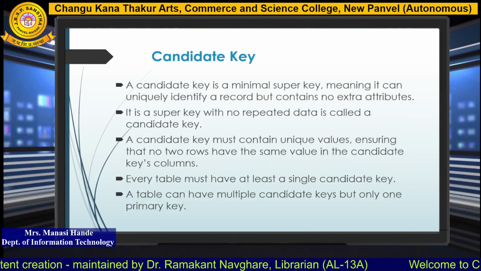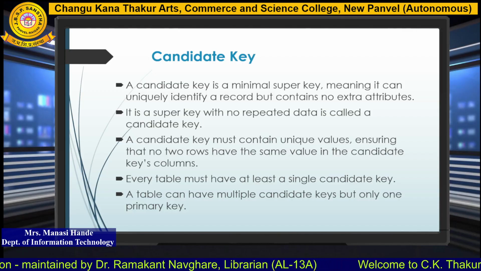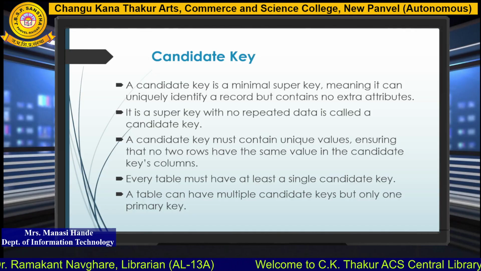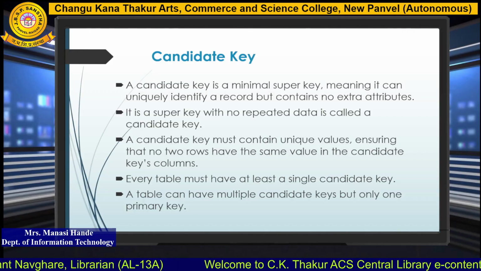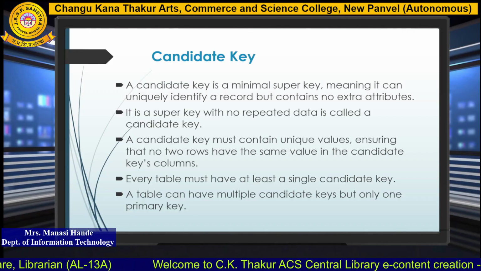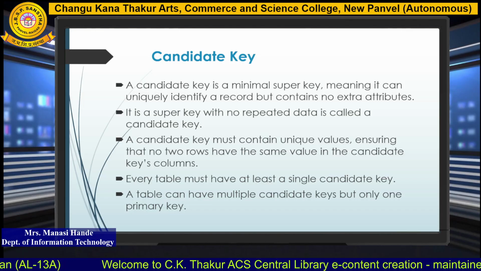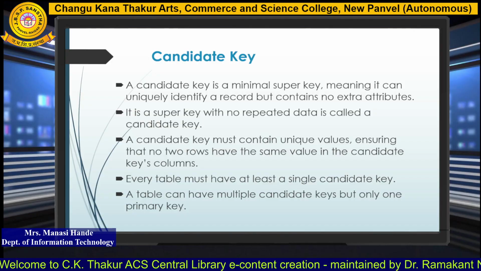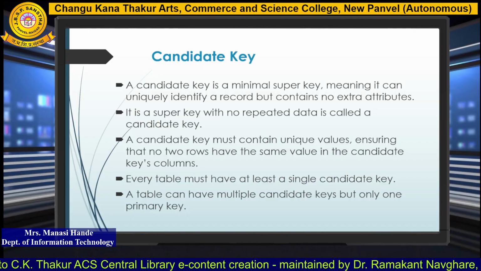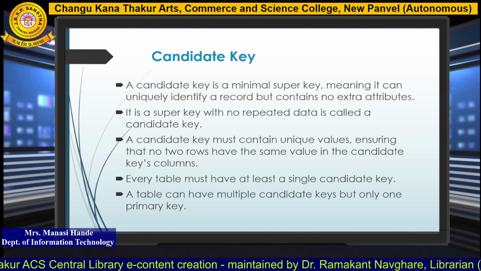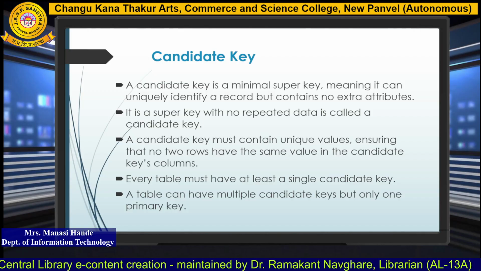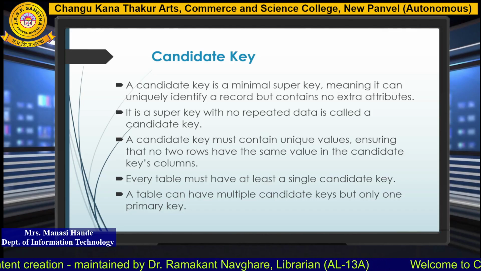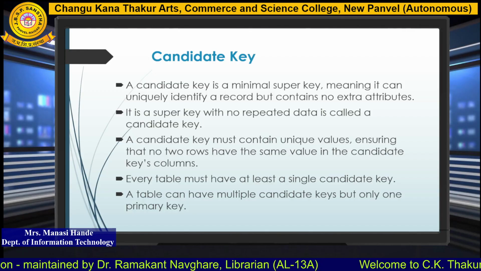Next is a candidate key. A candidate key is a minimal super key, which means it uniquely identifies records without containing any unnecessary attributes. A table may have multiple candidate keys, but only one of them is selected as a primary key. For example, in a student table, both student number and phone number may uniquely identify records, so both are candidate keys, but only one will be chosen as a primary key.